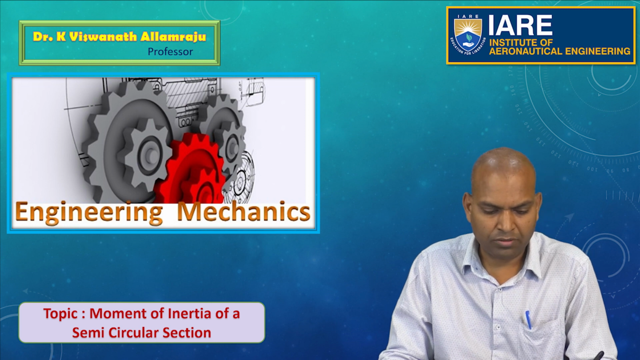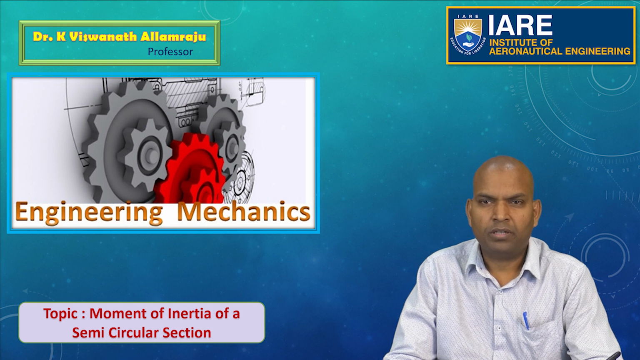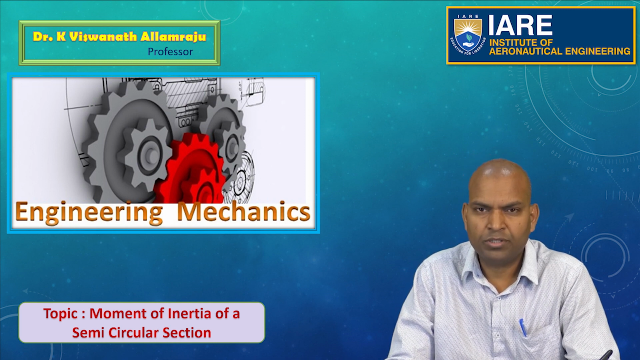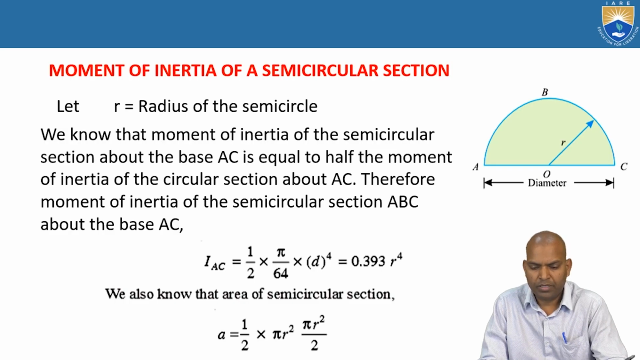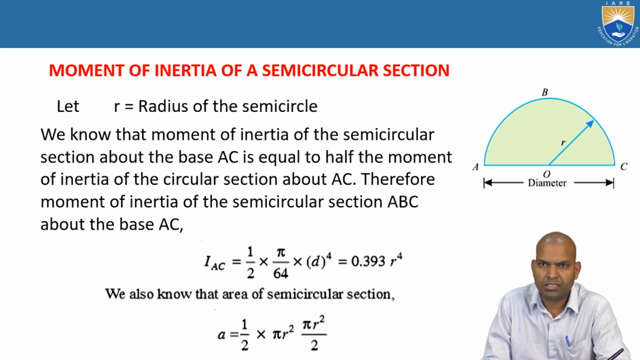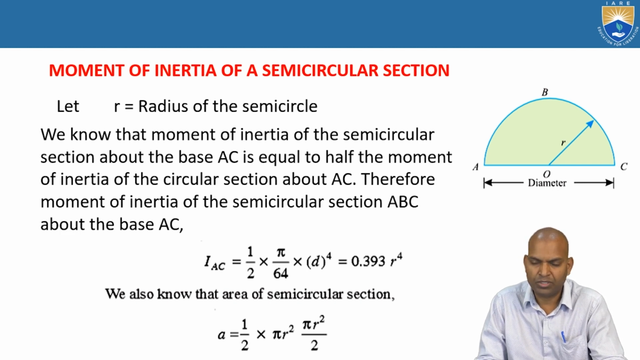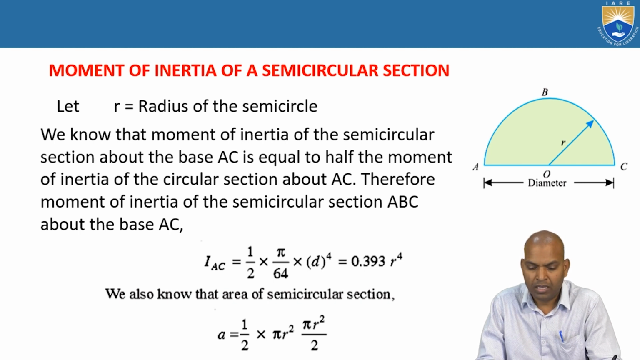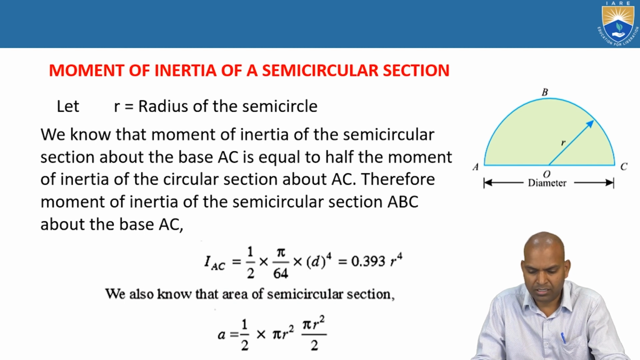In this session, we are going to study the moment of inertia of a semicircular section. Here, the semicircular section has a radius of r. The radius of the circle is r, and d is the diameter. ABC is the semicircular section, with AB the arc of the circle, and we are going to find the moment of inertia about AC, that is the base AC.